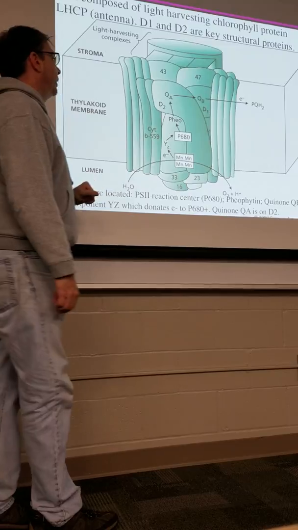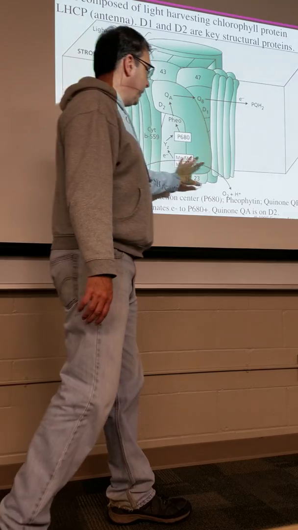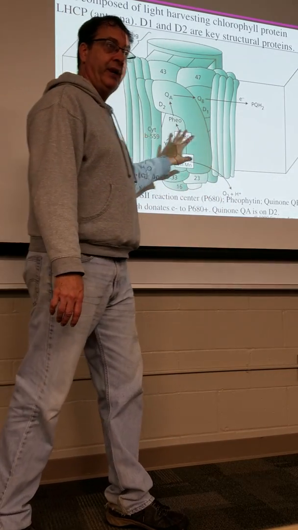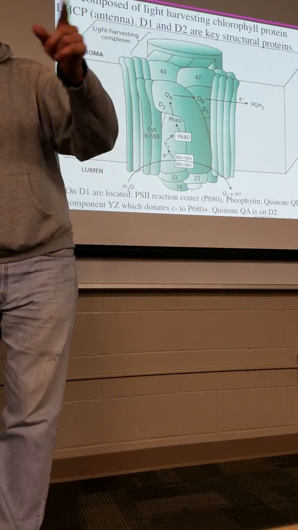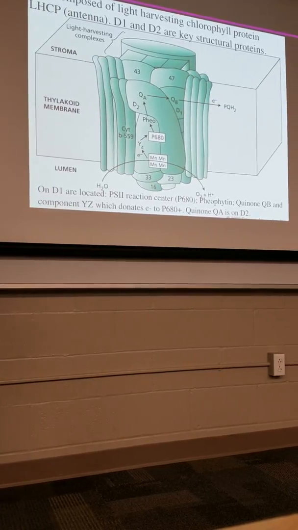So D1 and D2 are the important proteins in our reaction centers. And the water splitting complex is hanging off the bottom. We'll talk about that more later. Can you go again through after the electrons are passed on to quinone, like the QA and QB? I kind of got lost there.